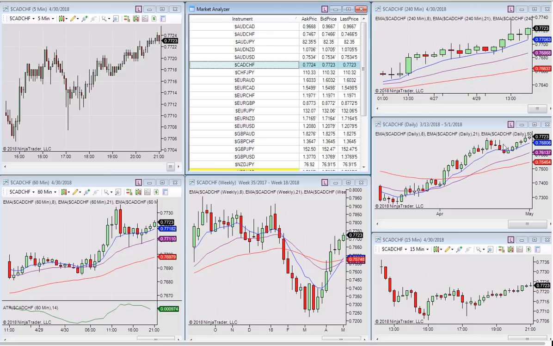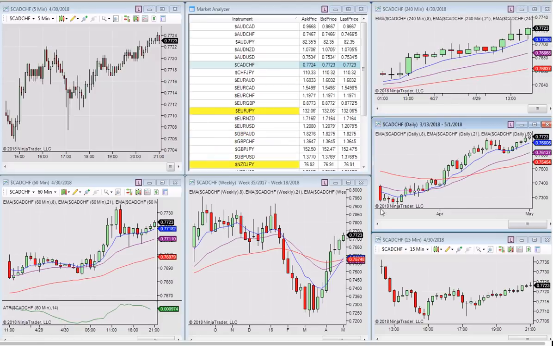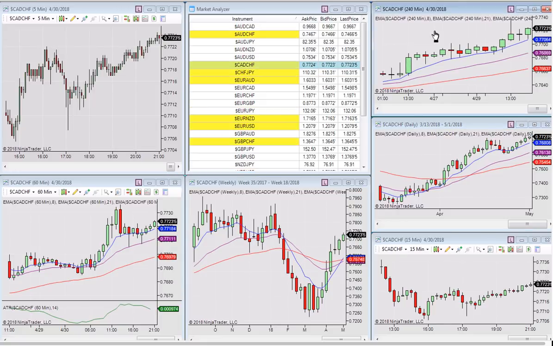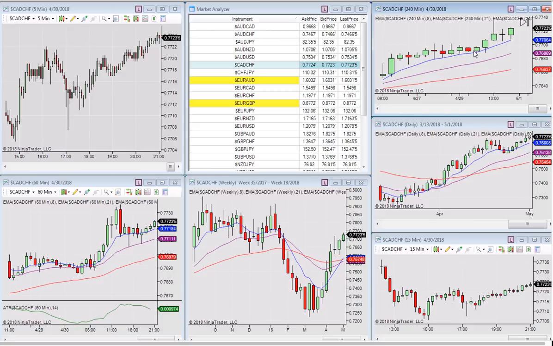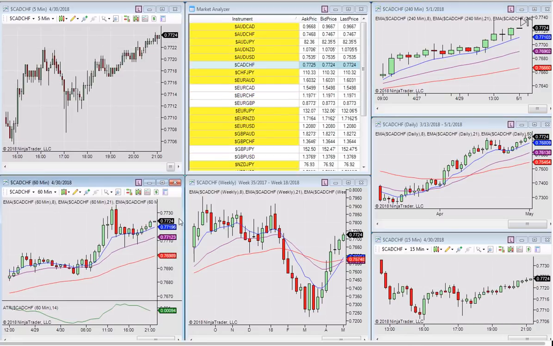Okay, so on the daily we are up. We broke and closed above here. This is a daily chart with a high probability of continuation. We have a steady and smooth 240-minute chart. I would have taken that hammer, for example, on the 240. The 60-minute chart looks nice as well.